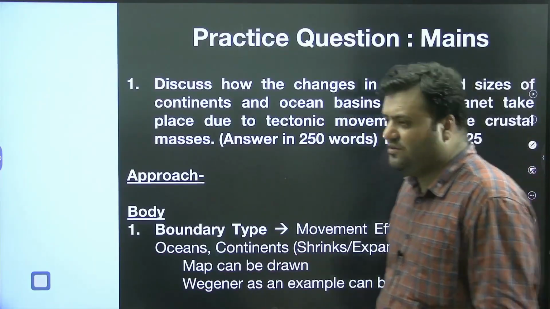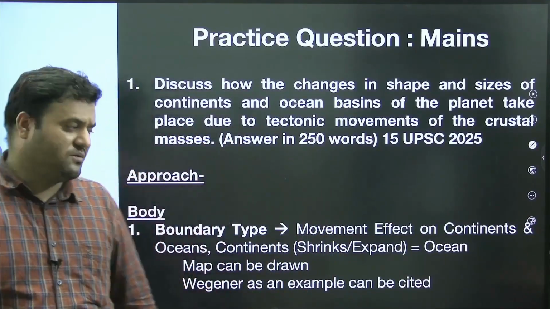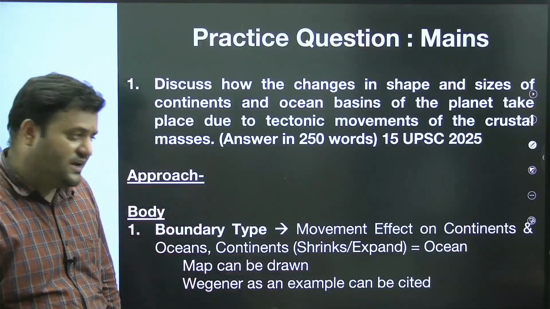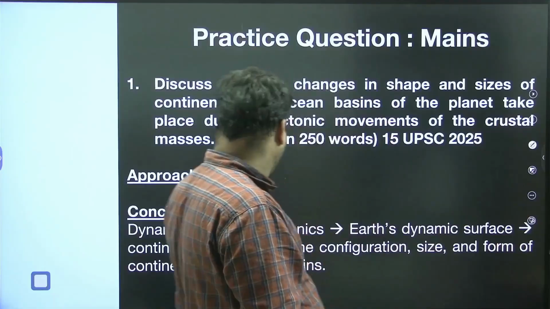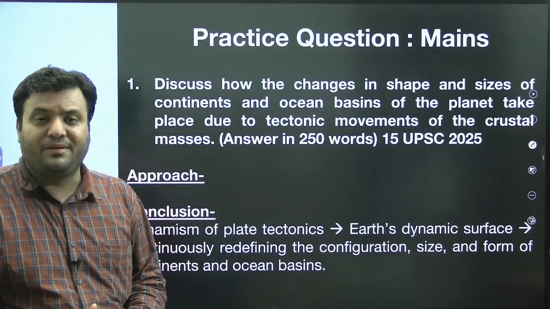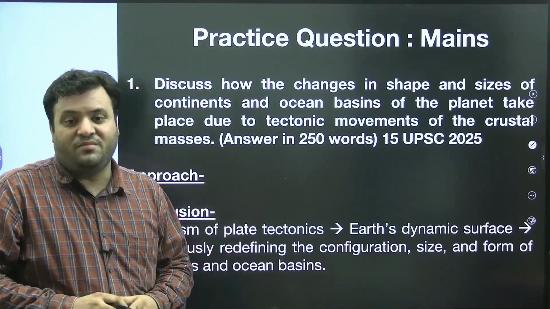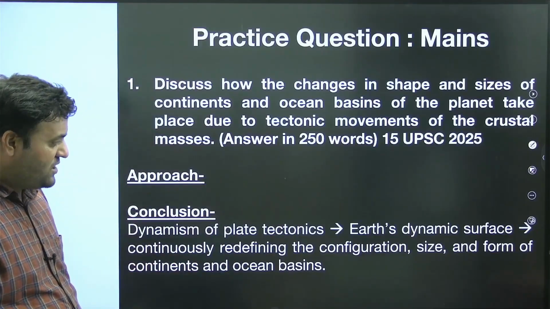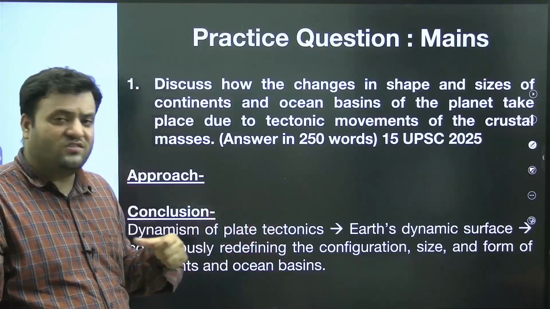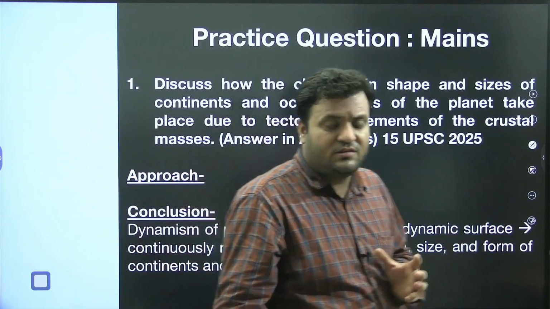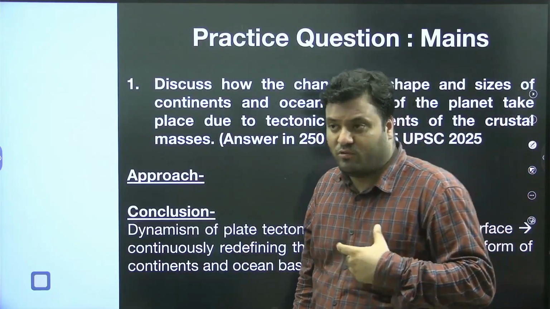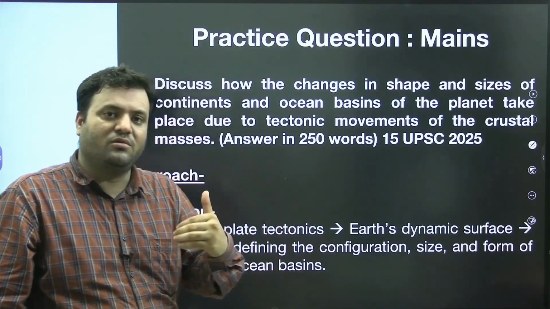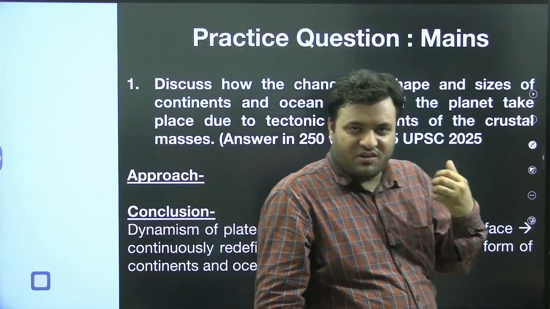In the body, discuss the boundaries, oceanic, whether they are shrinking or whether they are expanding. Use a map as a regular example. Then you mention them one by one, and try to write. I hope all of you have the content. There is no challenge, but be concise.